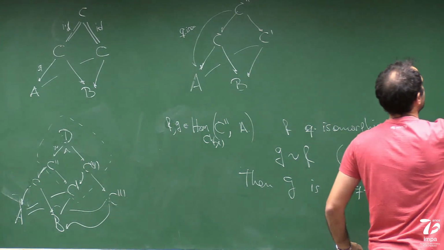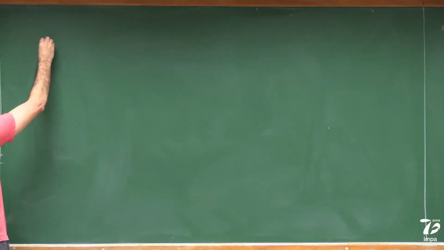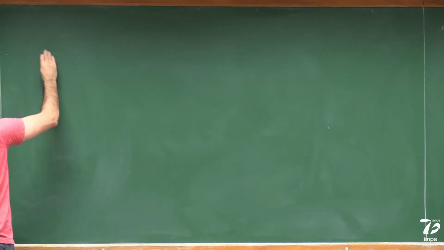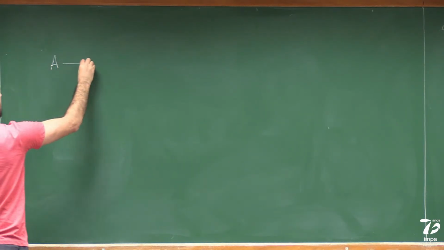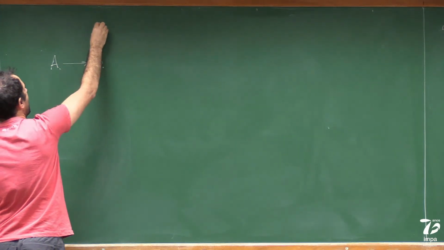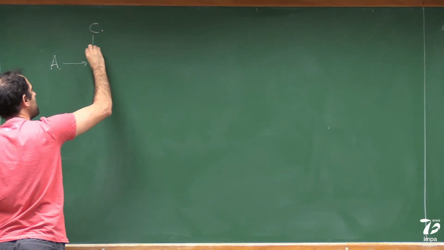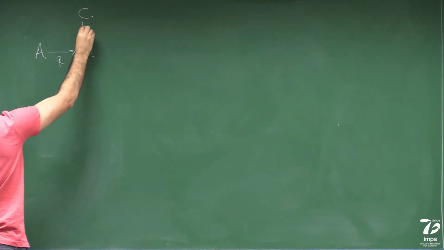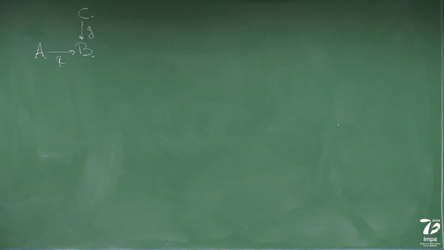So what I claim is this. Suppose that you have a morphism of complexes A, B. This is a map of complexes. And you have some C, an arbitrary map here. So let's put names. This is F, this is G.